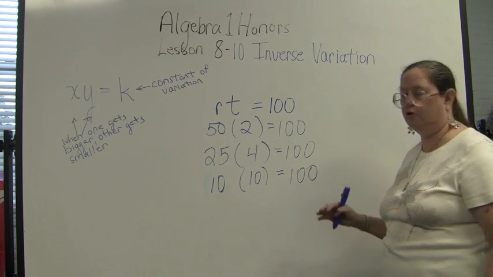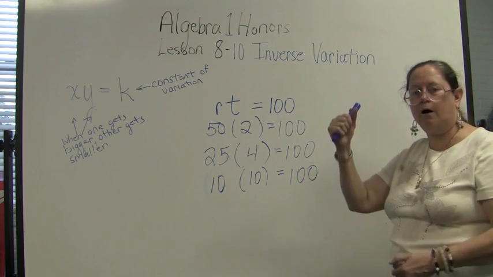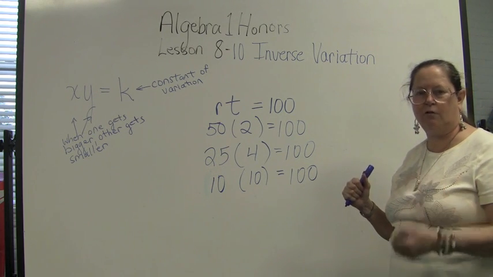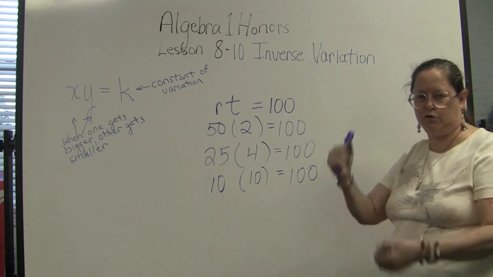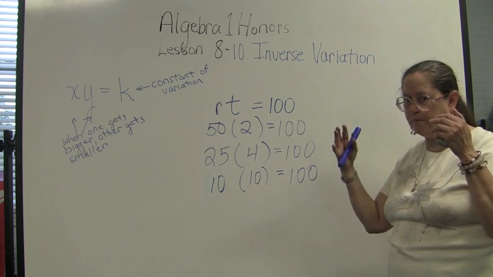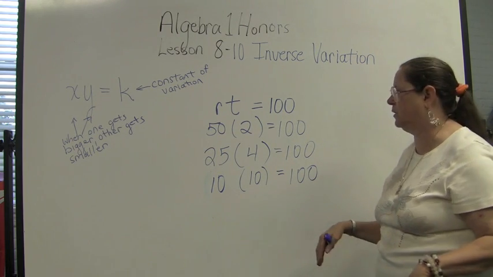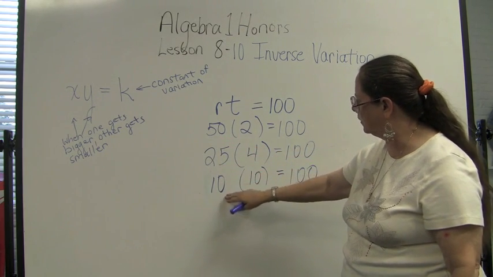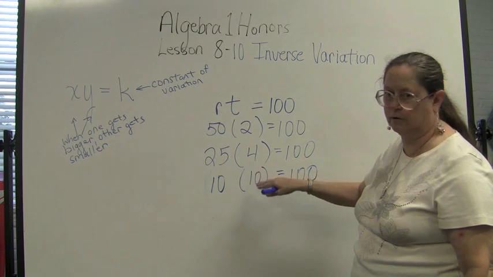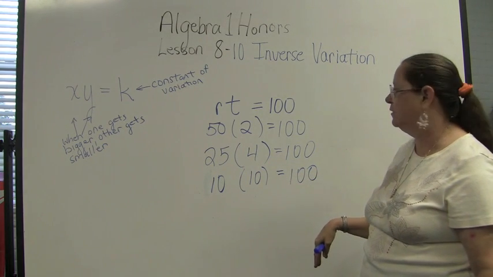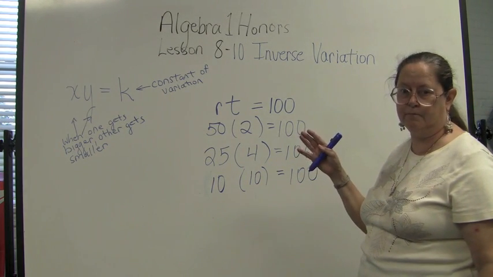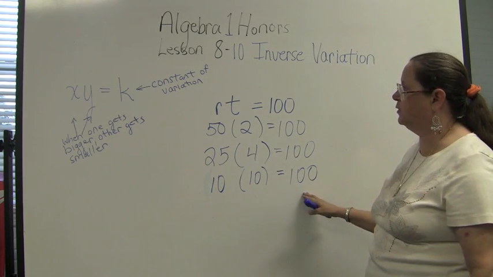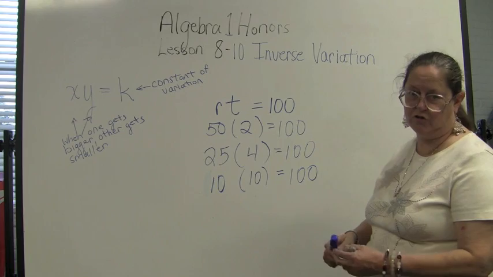So my two values, my R and my T, they're not opposites per se, but one gets larger as the other gets smaller and vice versa. Okay? They don't both go up at the same time, they don't both come down at the same time. As my speed gets slower and slower, my time gets longer and longer. Okay? So the hours go up as the speed goes down. Okay? And that's what inverse variation is.